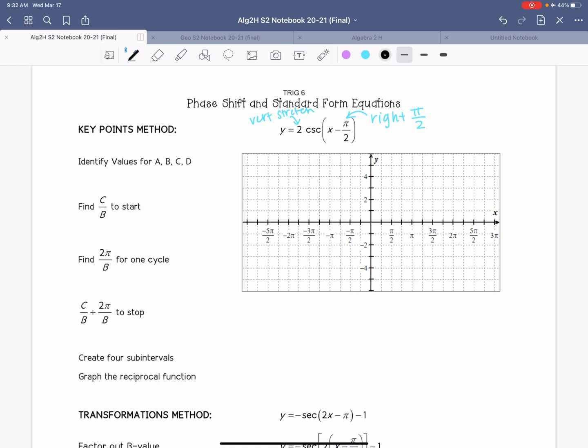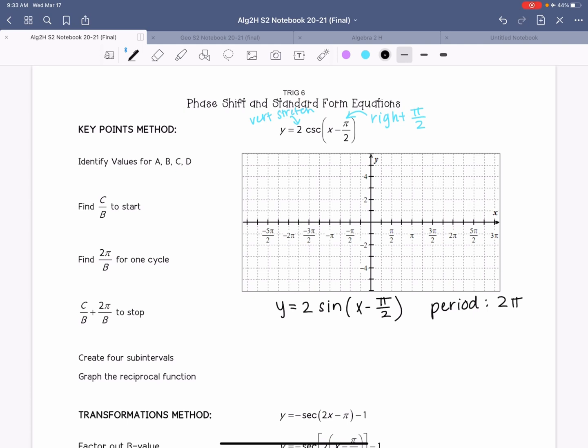Okay, so what is my reciprocal graph? It's going to be y equals 2 sine of x minus pi over 2. Okay. What is my period? My period is not changing because there's nothing being multiplied or divided by to my x, so it's going to remain 2 pi. So again, sine, cosine, secant, cosecant has a period of 2 pi, tangent, cotangent, period of pi.